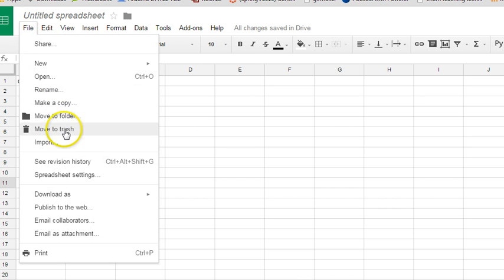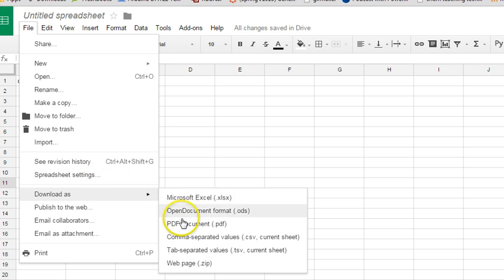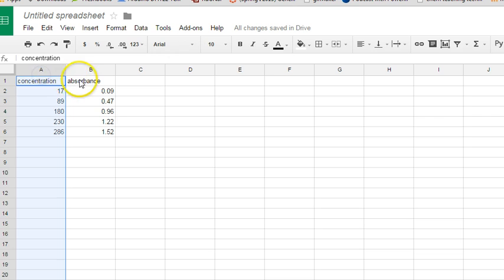You can download this as whatever file type you want. Any of these is fine. And then you could upload that file to your homework for me to check. That will be your number 2. You need to have concentration and absorbance. Oh, there's one more thing. You need to have the units. Concentration in millimolar and absorbance. Absorbance doesn't really have units, but you could just call it A.